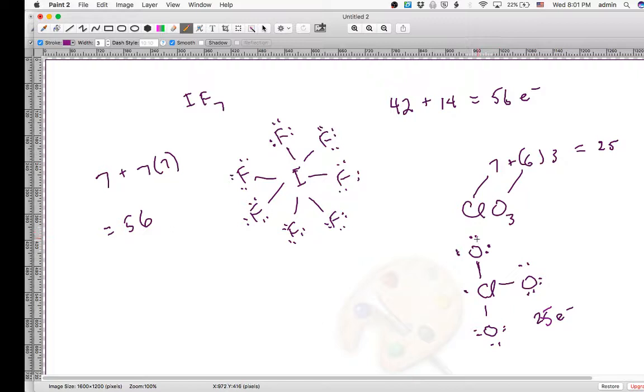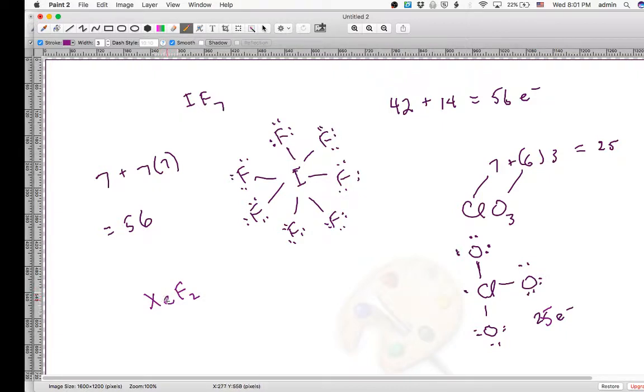When I first saw this problem on the WebAssign, I thought it was going to be like this, where the central atom takes more than 8 electrons, but it's not. So I need to come up with something that is. Here, let me show you this guy. Xenon trifluoride. Yeah. Xenon is a noble gas. It does not do chemical bonds, but you can force it to do chemical bonds.